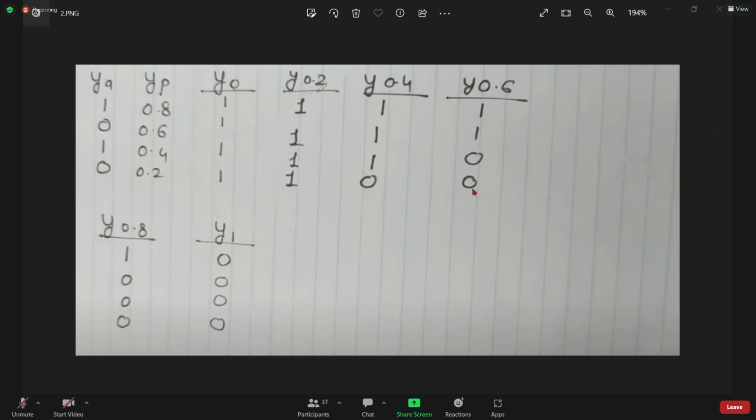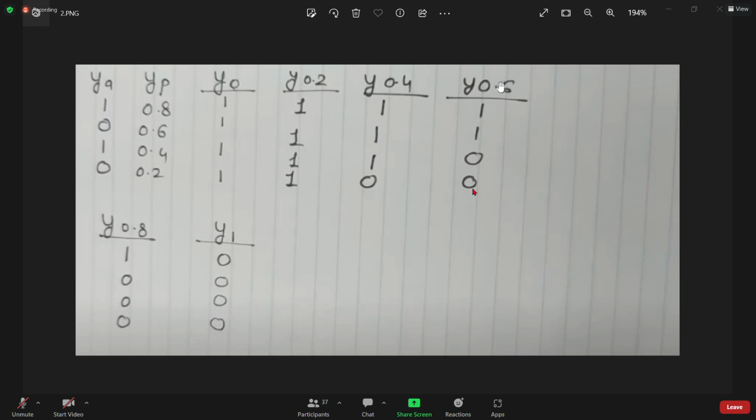Now let's go to the threshold 0.2. The predicted 0.8 is greater than 0.2, that's why we replace with 1, 1. 0.2 is not greater than 0.2, but it is equal, so we replace with 1. Did you understand, guys? At threshold 0.4, the prediction 0.2 is less than 0.4, that's why I replace with 0. Did you understand, team? Now 0.6, what happened?